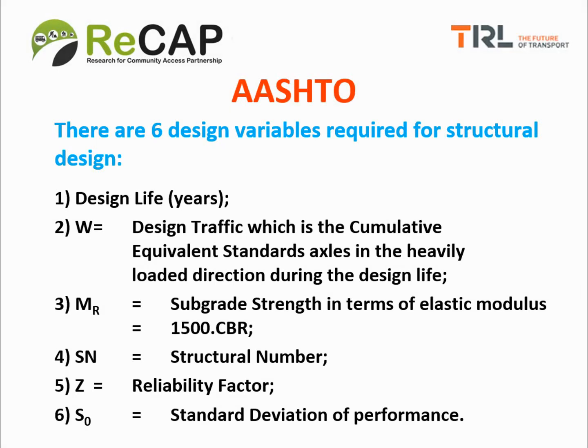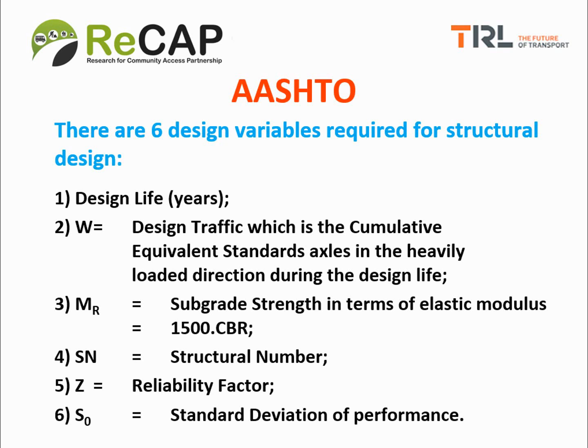So let's move straight on to the Ashtyn method. The Ashtyn method is slightly complicated and it will take slightly longer than the others to deal with, but there are 6 design variables that you need to have the numbers or the answers to do a structural design. You need to know the design life in years. You need to know the design traffic, which is the cumulative equivalent standard axles in the heavily loaded direction during the design life. You need to know the subgrade strength in terms of its elastic modulus.